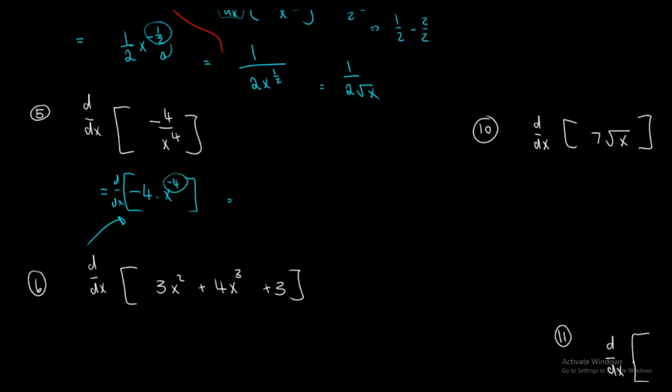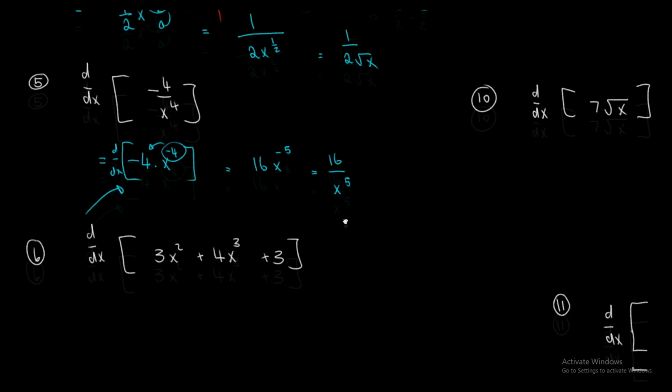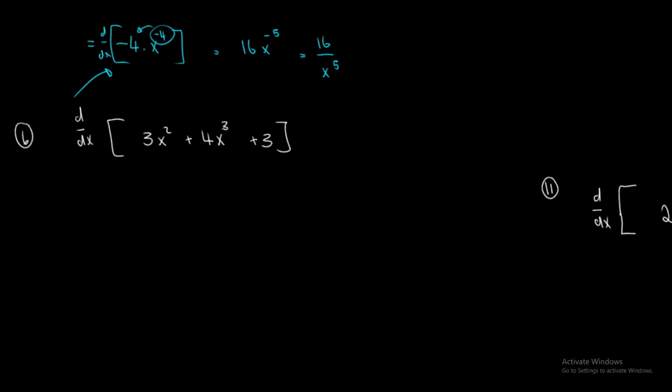Now I can take this negative 4 and multiply it forward. That gives me 16x to the negative 5th, and I can rewrite this as 16 over x to the 5. Now I want to show you guys a little tip here. Let's say we're given this form. You can make some observation over here.